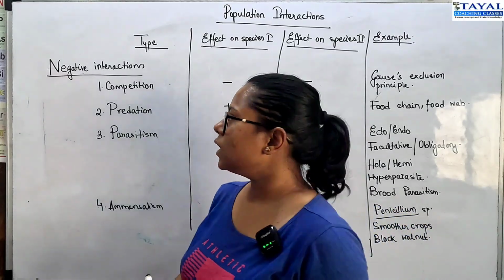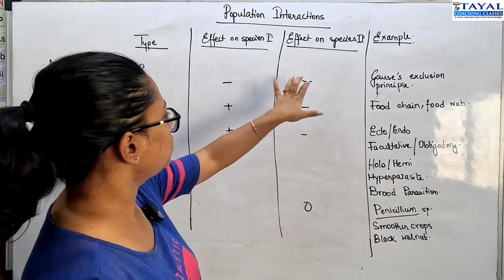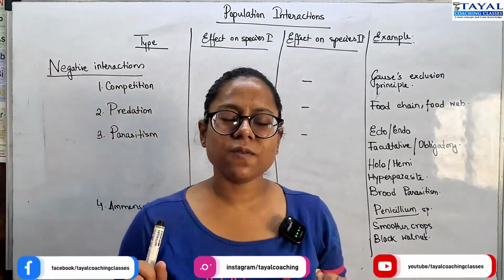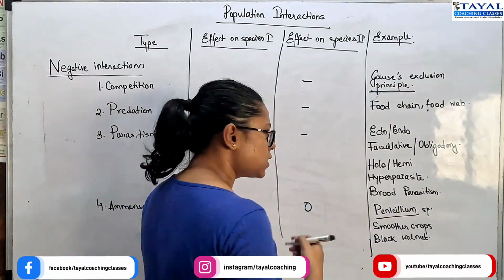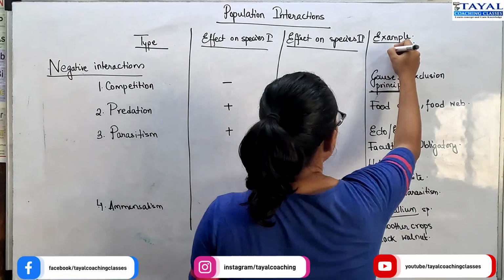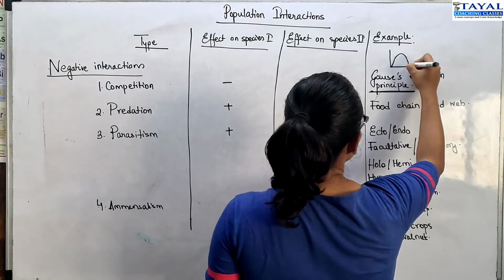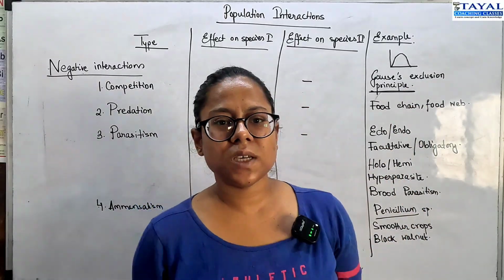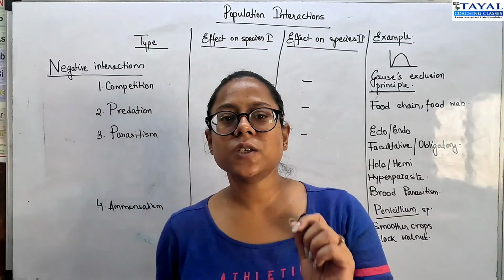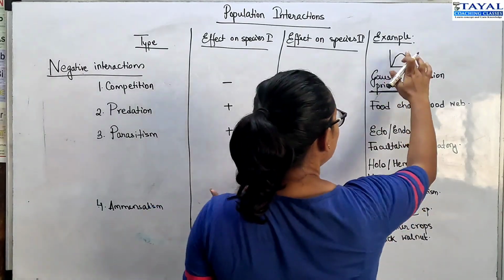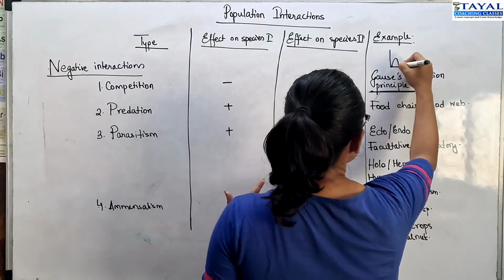So starting with negative interactions, the first is competition. In competition, both the species are negatively impacted. How? There is a principle called Gause's exclusion principle, which basically says that if two organisms occupy the same niche, then there is going to be a competitive reaction between them. This interspecific competition can either lead to the elimination of one species or the separation of the two biological niches.